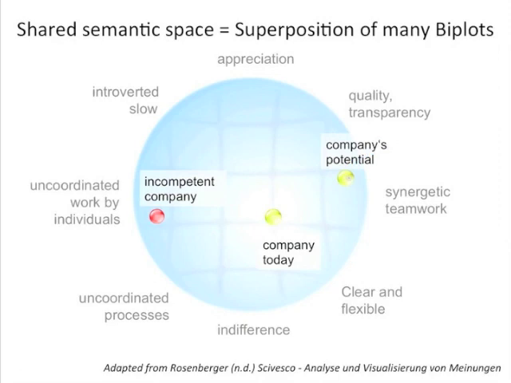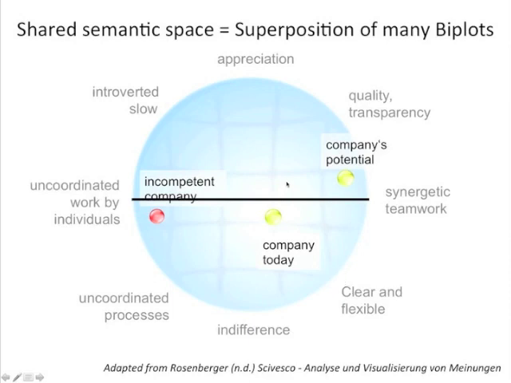So let's look at this. Here we have an axis. We have uncoordinated work by individuals, the one pole. The axis runs through the center, and synergetic teamwork on this side. And now the same applies. We project onto the axis and see the company's potential is to have that kind of synergetic teamwork. The company today does not quite have such synergetic teamwork as their potential is. And an incompetent company is more related with uncoordinated work by individuals. We can do the same with the other axes, from introverted, slow, to clear and flexible, and so on.